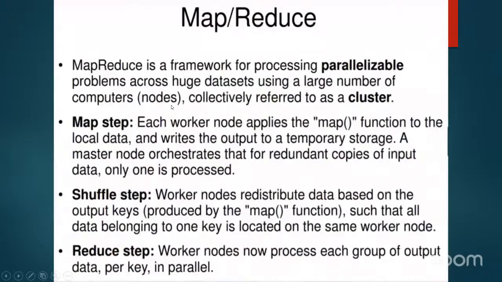So MapReduce is a framework for processing parallelizable programs across huge datasets using a large number of computer nodes, collectively referred to as a cluster. We have multiple nodes, and each node is driven through the disk. Mapping is where you store into the temporary storage and orchestrate the copies to another node, another disk. In the shuffle step, you do the shuffling to get your collected words. Reduce is where you do your aggregations. This is MapReduce.